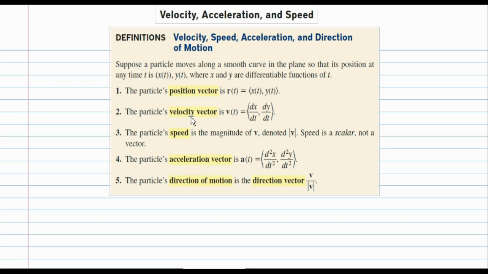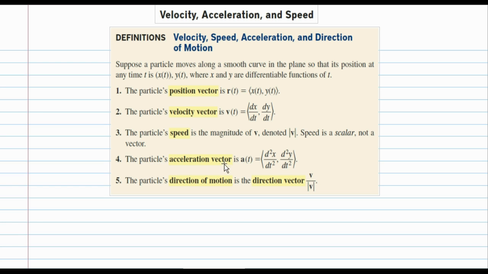The particle's velocity vector then is just the derivative of each expression in the position vector. Nice and straightforward. The particle's speed is going to be the magnitude, so the absolute value of v, or the length of the vector, which maybe not so much of a surprise. And then don't forget, speed is a scalar, or a number, not a vector.